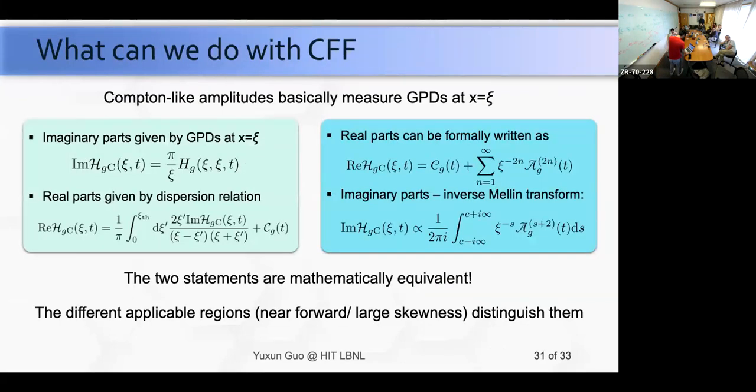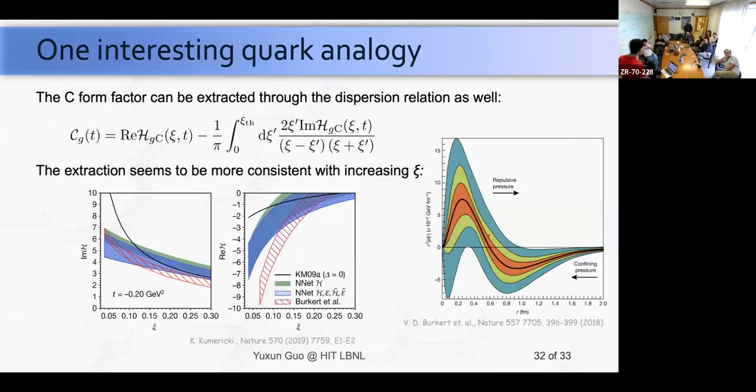I guess I'll just skip this. It's a bit technical, but I want to spend the last few minutes talking about a very interesting quark analogy. At this point we've been talking about gluon gravitational form factors, and actually nothing stopped us from talking about the quark GPD and quark gravitational form factors. You can see that nothing we talked about before was specific for gluons.